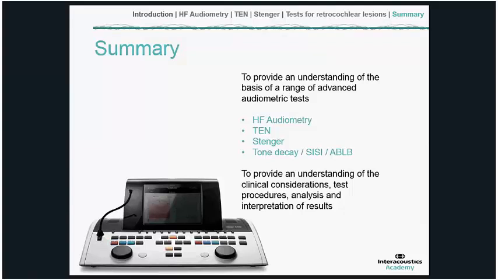Then we have the TEN test for dead regions, the Stenger test for identification of unilateral non-organic loss, and then 3 subtests which can be used together to help identify retrocochlear lesions, or, certainly in the case of the ABLB, a preliminary test in other procedures which also are relevant for retrocochlear lesions.